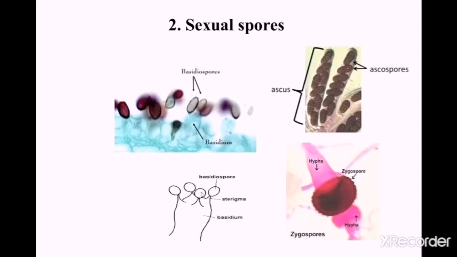Basidiospores are formed externally on the tip of a pedestal called a basidium. The classification of fungi is based on their sexual spores. Fungi that do not form sexual spores are termed imperfect and are classified as fungi imperfecti.